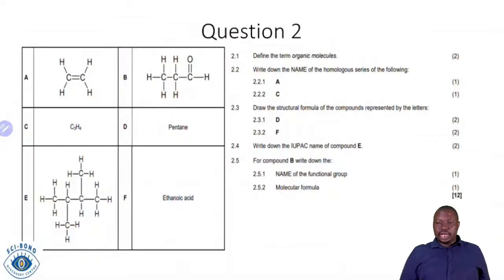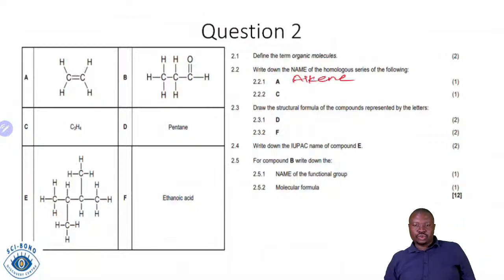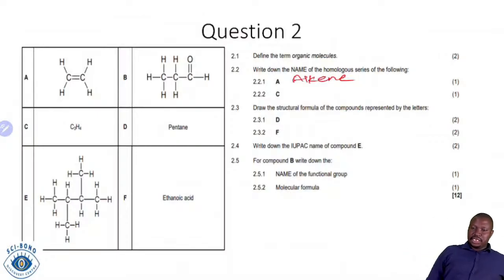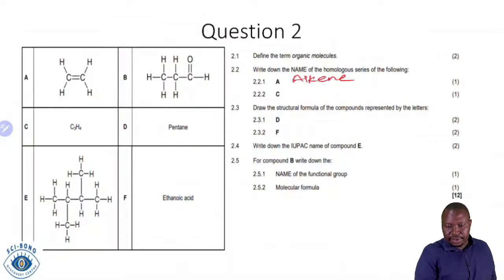Write down the name of the homologous series of A. Remember the activity that we were doing. We said this is an alkene because of a carbon-carbon double bond. So you will simply say the homologous series there is alkene. Remember we said there are 9 homologous series that we do. Write down the name of the homologous series of C.